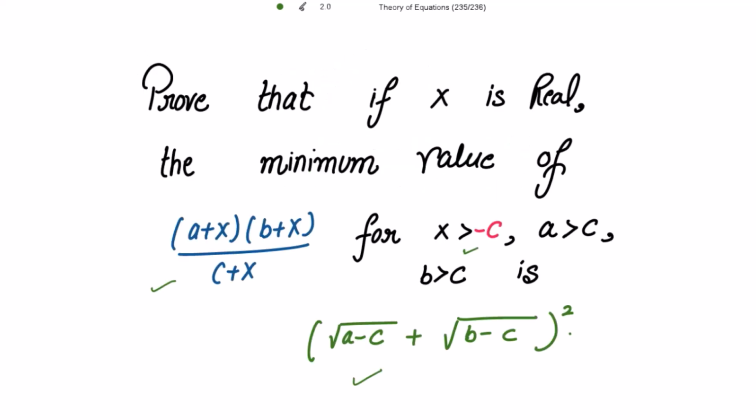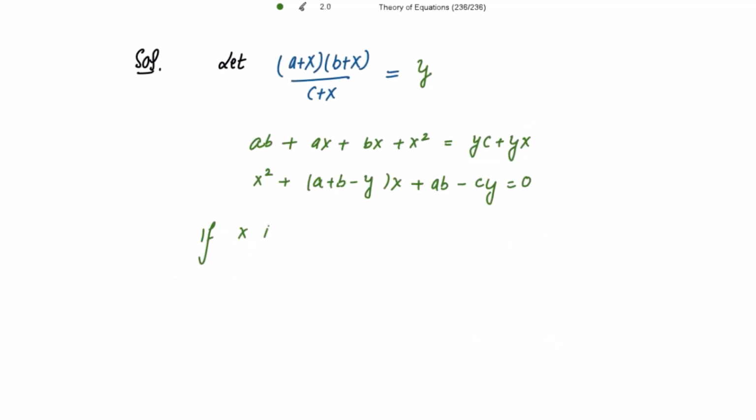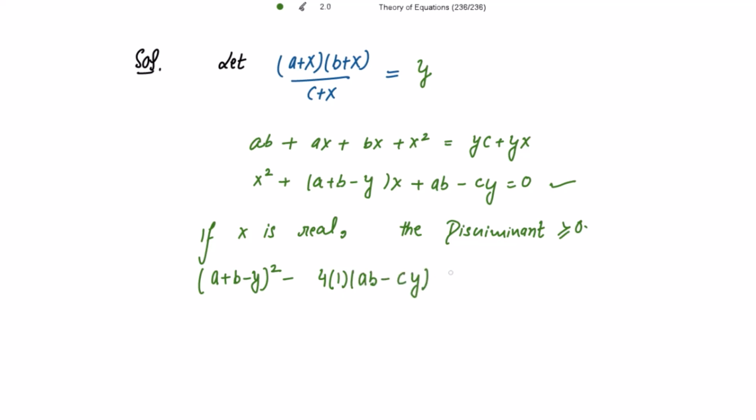Now it is given to us that x is real. If x is real, what is the result for x to be real? If x is real, the discriminant should be greater than or equal to 0. Right? So let's find the discriminant for this equation. That is the square of the coefficient of x minus 4 times the coefficient of x square into the constant, that is ab minus cy. So this should be greater than or equal to 0 for x to be real.